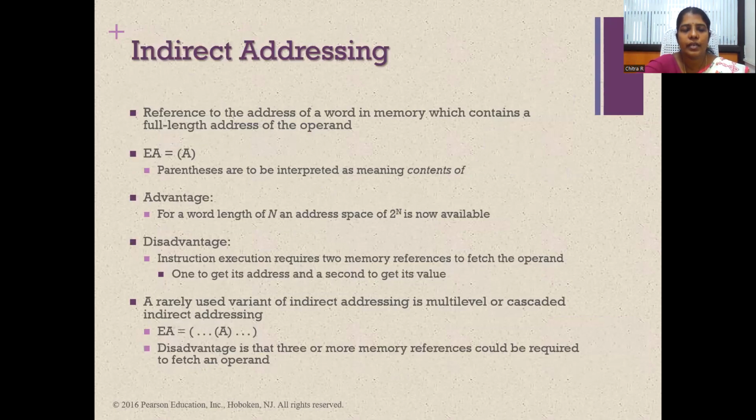And in indirect addressing, the effective address is given by what is inside the parentheses. The parentheses are to be interpreted as the content of this one. So, if your address is 5,000, the bracket means the content of 5,000 is taken, and go there, only then the value is available.